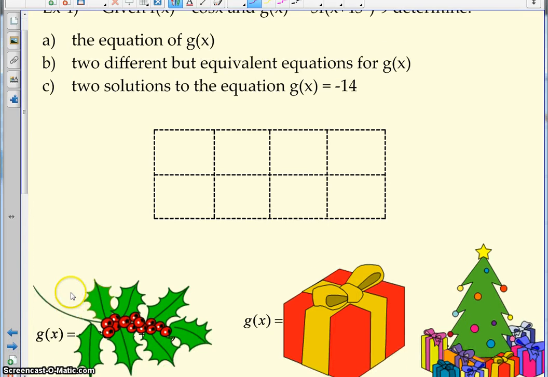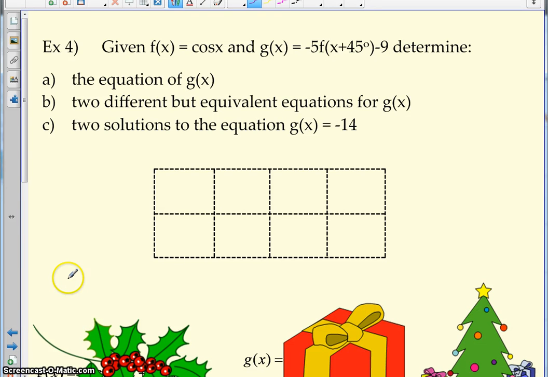Okay, let's change things up a little bit and bring back some function notation from previous units. So given f of x equals cos x and g of x equals negative 5 f bracket x plus 45 degrees minus 9, A asks for the equation of g of x. Now, again, it just seems like there's a lot going on here, but remember, this is all just the function notation stuff we've been doing since the start of the semester.